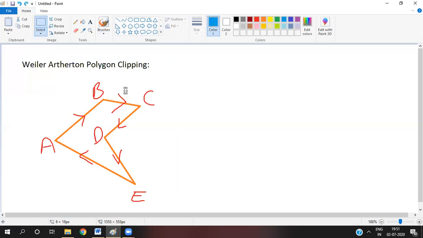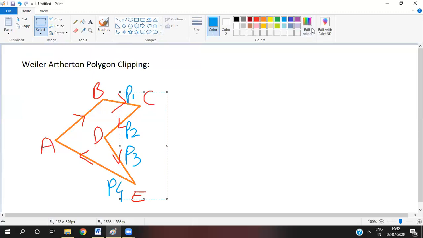Say P1 intersection point, P2, P3, and P4. Okay, these are my intersection points. I hope you are imagining the boundary over here. This is my boundary. Okay, so according to that I put the intersection points. From B to C there is a P1 intersection, from C to D P2, D to E P3, and E to A P4. Okay, these are the intersection points basically.